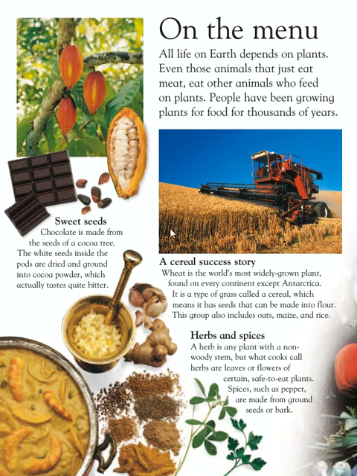Over here you can see wheat being harvested. Wheat is the world's most widely grown plant. It is found on every continent except for Antarctica. It's a type of grass called a cereal, which means that it has seeds that can be made into flour. This group of cereals also includes oats and maize and rice.